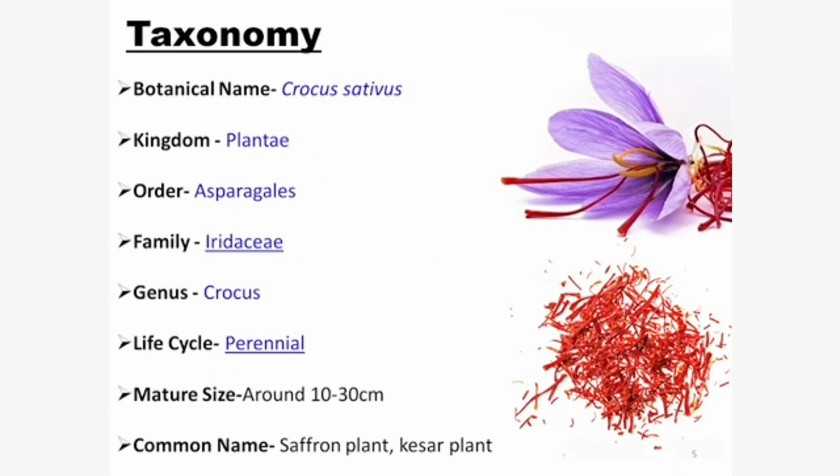Next, we discuss the taxonomy of saffron. Saffron's botanical name is Crocus sativus. It belongs to the kingdom Plantae, its order is Asparagales, and it is from the Iridaceae family, having the genus Crocus. Generally, saffron is a perennial crop, in which the corms are planted and then left to produce for 4 to 5 years. Saffron's mature size is around 10 to 30 centimeters. Commonly, saffron is known as the saffron plant, kesar plant.